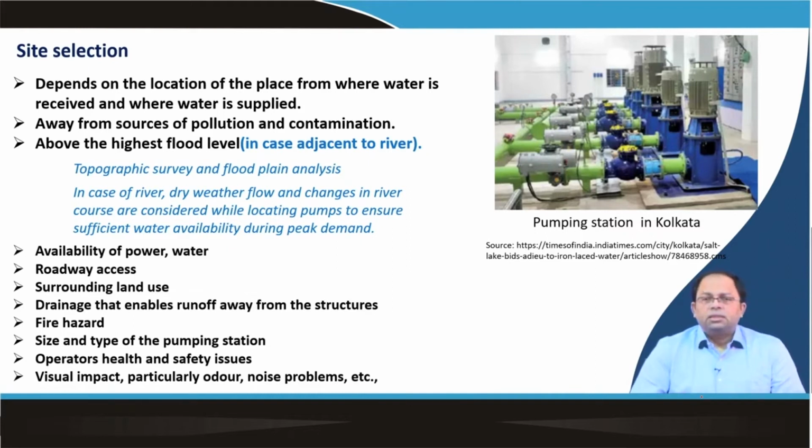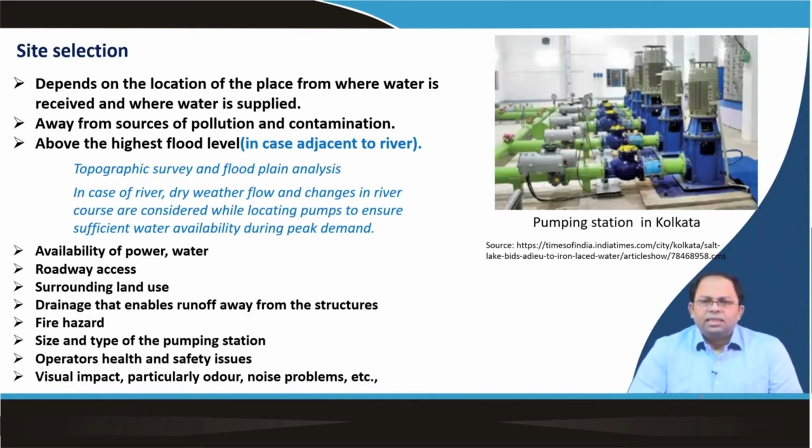Then roadway access for removal of machinery and bringing in machinery, there has to be a roadway to the pumping station. The surrounding land use, it's better not to have it in a very dense residential area, so that in case there are some failures in the pump, again there will be flooding from that particular pumping station during any high rainfall event. There may be cases of flooding as well. And drainage that enables runoff away from the structure, so it should be at a little bit higher height so that the water flows out.